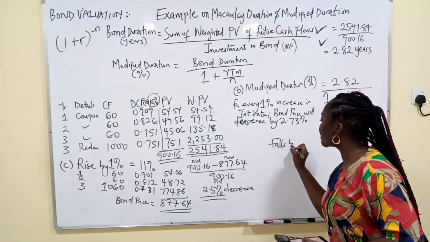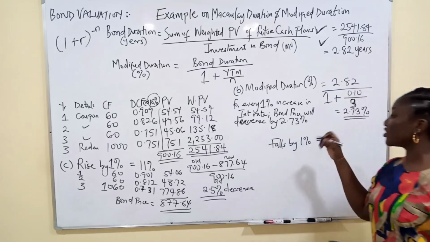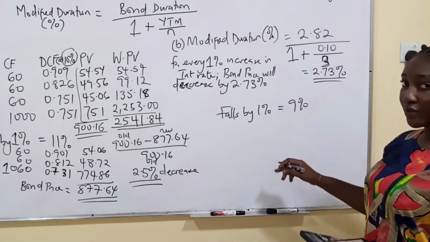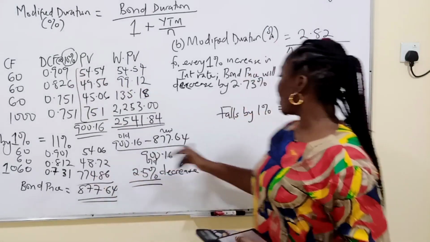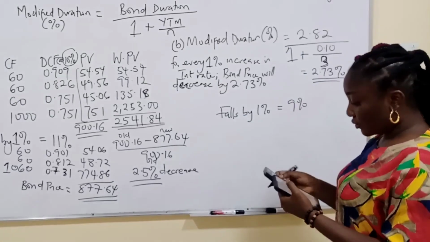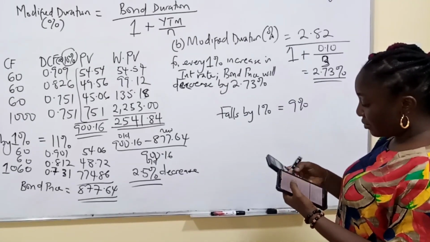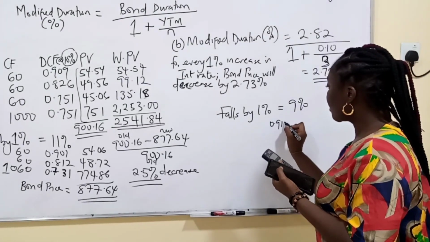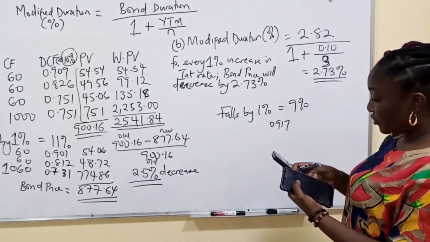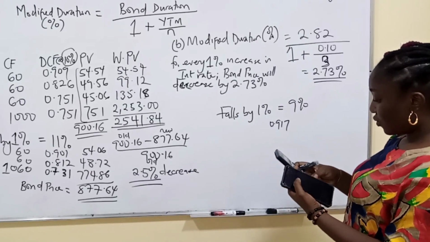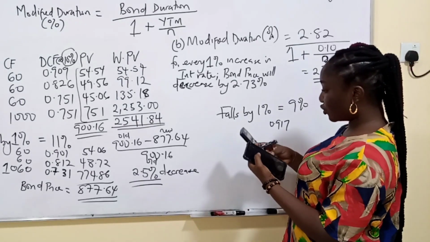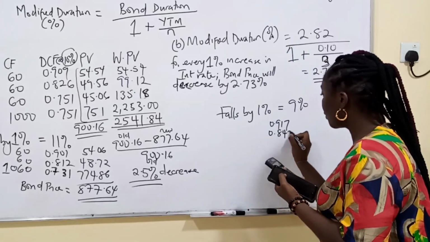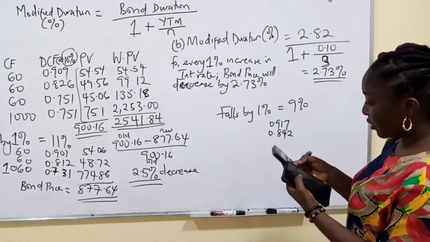If it falls by 1%, it means the interest rate is becoming 9%. So they are saying you should discount those cash flows by 9%. So it's the discount factor that will change. It will now be 1.09 raised to the power of minus 1, which is 0.917; 1.09 raised to the power of minus 2, which is 0.842; 1.09 raised to the power of minus 3.